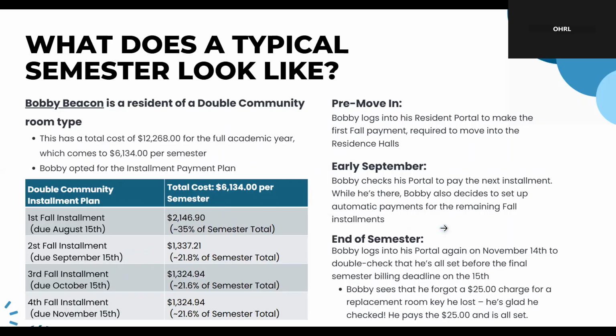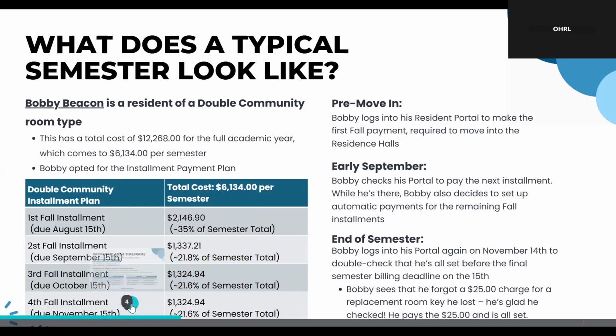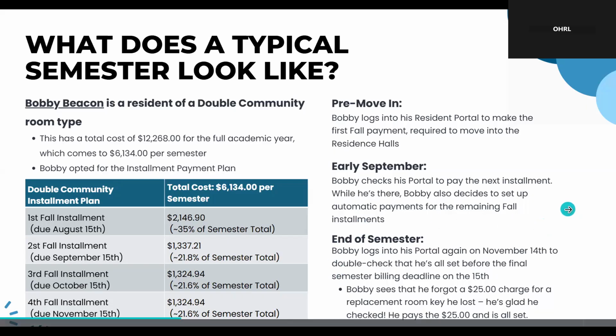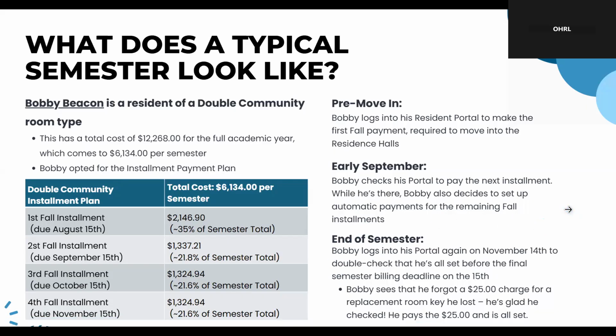Towards the end of the semester, Bobby logs into his portal again, just before the final installment date on November 15th, to double check that he's all set, that his auto pay ran correctly, and that he's all squared away before the final semester deadline of November 15th. For the spring semester, that's April 15th. Bobby is going to note on his semester that, oops, he lost a room key. He had to get a replacement. That was a $25 fee.